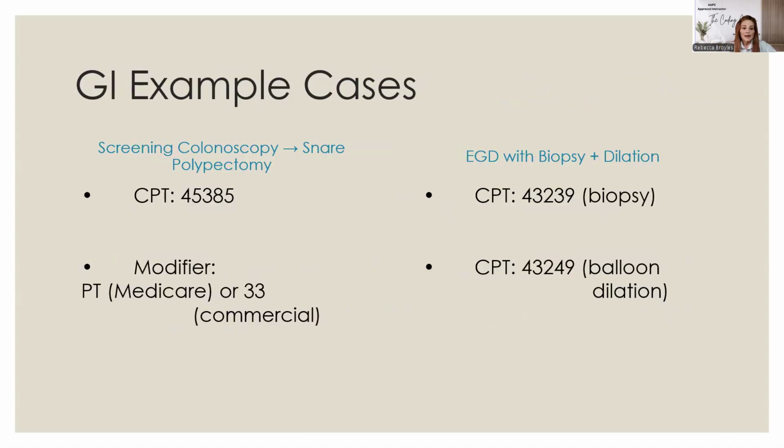Some GI case examples, we have the screening colonoscopy and a snare polypectomy. The CPT code would be 45385. We would also add the modifier PT for a Medicare patient or 33 for a commercial to show the insurance company that the screening colonoscopy turned into a diagnostic. EGD with biopsy plus dilation. The CPT code 43239 for the biopsy and CPT code 43249 for the balloon dilation.